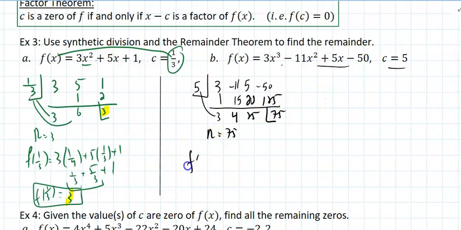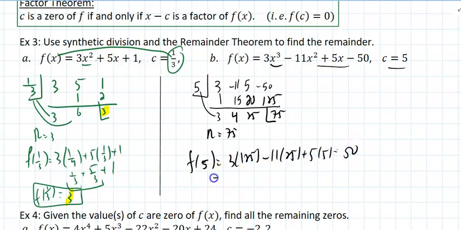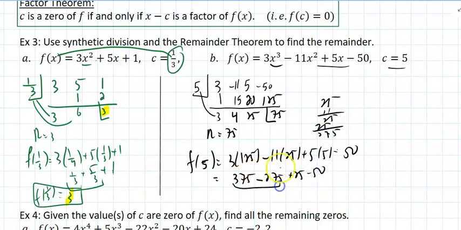What happens if I take f of 5? That would be 3 times 5 cubed is 125, minus 11 times 25, plus 5 times 5, minus 50. That is 375 minus 25 times 11, 275, plus 25 minus 50. Well, that gives me 100, plus 25 minus 50, and that's a 75. And do you notice that we did the same thing?